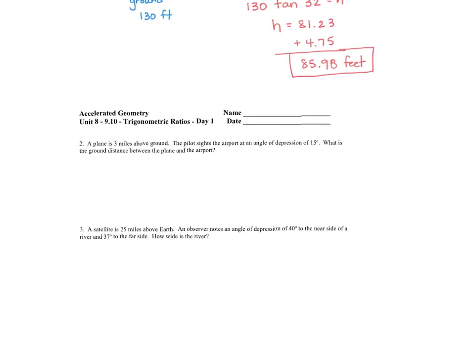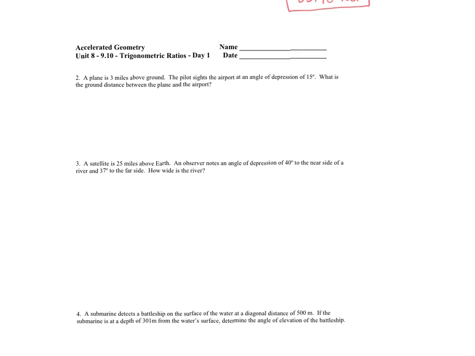Now let's try an angle of depression problem. Like I said before, I always draw my diagram first, and the same diagram every time if I can. So if I'm dealing with an angle of elevation or angle of depression problem, I'll start with my right triangle. And as I start to read this problem, it says a plane is 3 miles above the ground. So here's the plane. The pilot sights the airport at an angle of depression of 15 degrees. So it's an angle of depression problem.